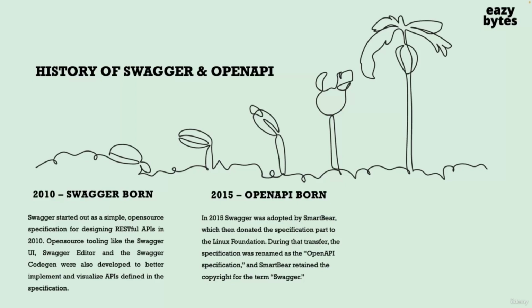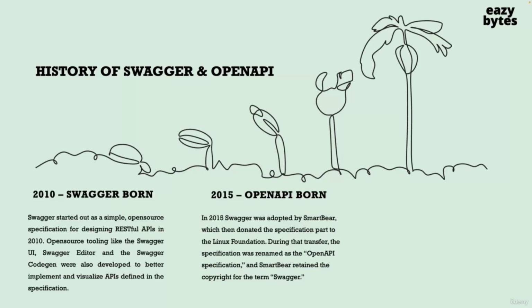And that specification part, they renamed it the OpenAPI specification instead of the Swagger specification, because the SmartBear company wants to retain the copyrights of the term Swagger. So from 2015, the SmartBear company acquired Swagger and all the tools developed as part of Swagger, like Swagger Editor, Swagger UI, Swagger CodeGen.